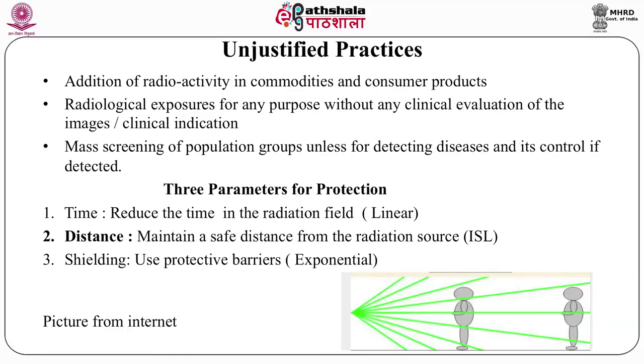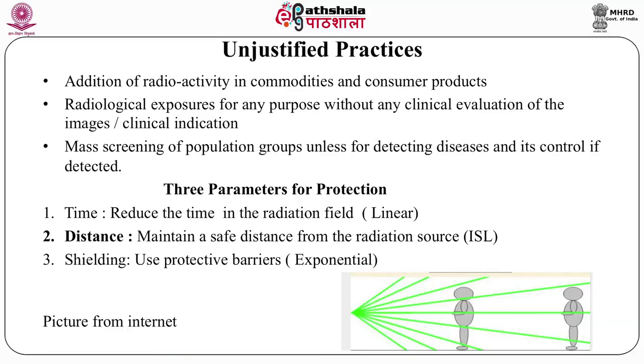So there has to be a justification for any practice. To give you a clinical example, all may be familiar with ultrasonography, which does not involve any ionizing radiation, whereas a chest x-ray, a pelvis x-ray, or a CT scan involves ionizing radiation. So if certain information can be gathered through ultrasound, then it will be unjustified to use ionizing radiation for the purpose. So a clinician should be aware of this fact.